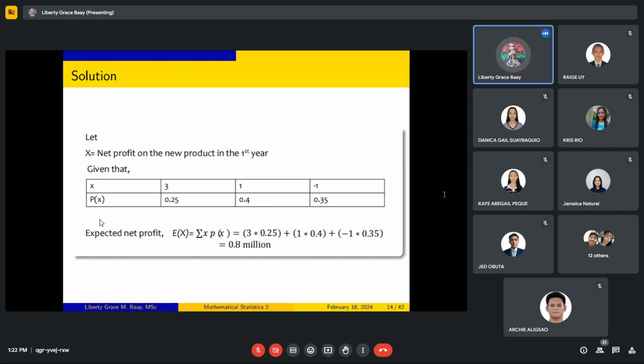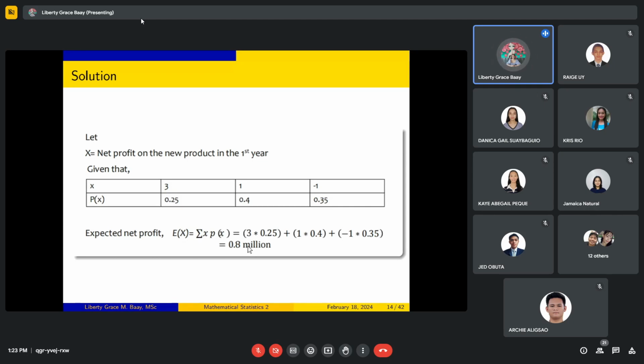So we are asked to find the expected net profit. So we're going to use the probability mass function formula. This is equal to the summation of x times the probability of x. Since this is a discrete random variable, we're just going to multiply: 3 times the probability of 0.25 plus 1 times 0.4 plus negative 1 times 0.35. Then using your calculator, we get 0.8 million. So this is the expected net profit.